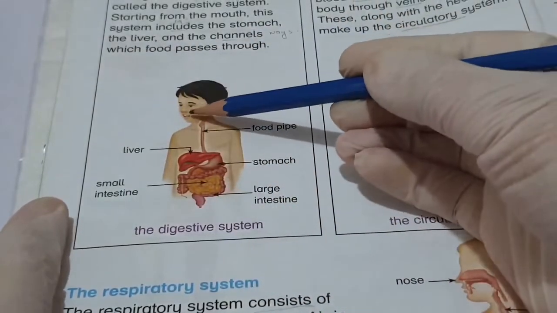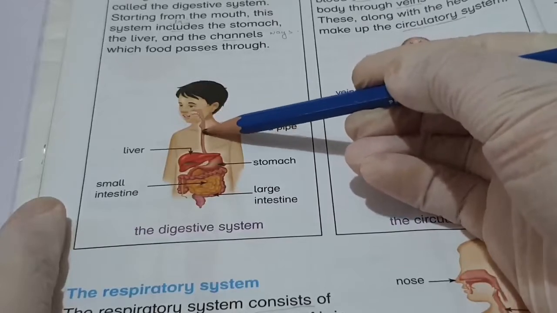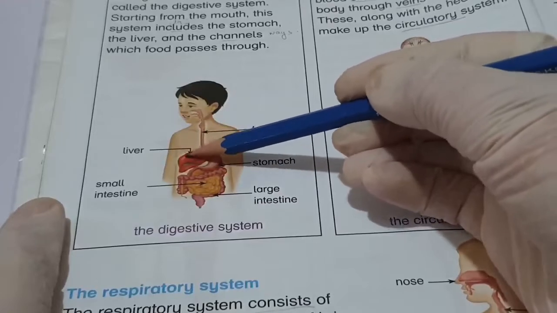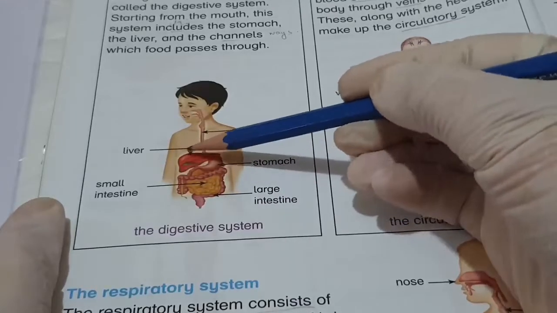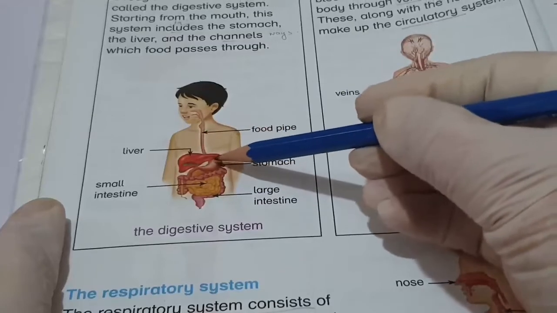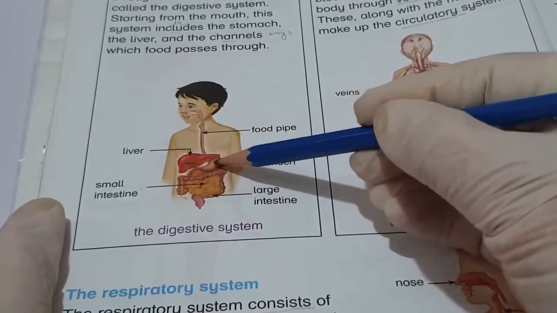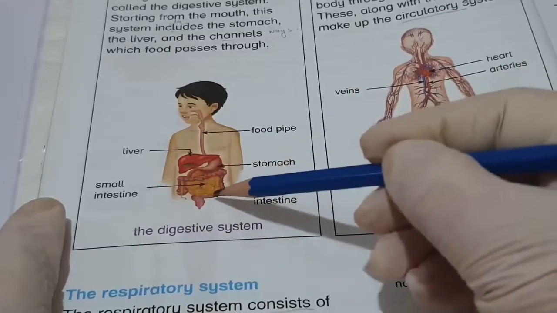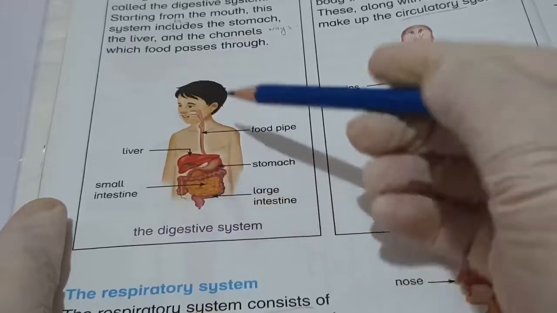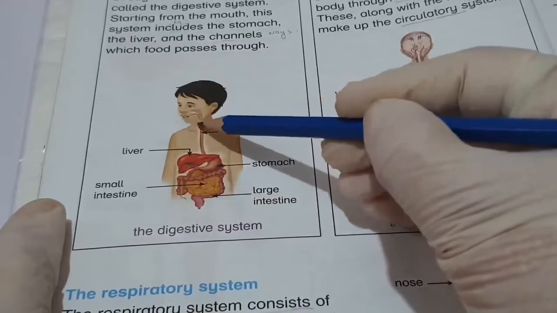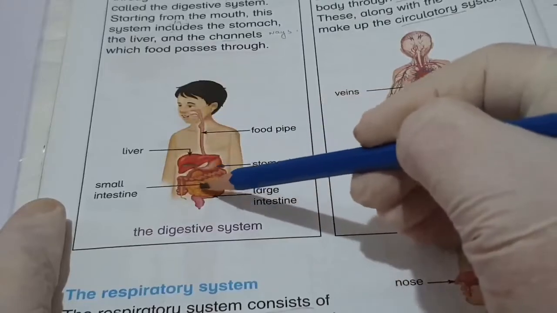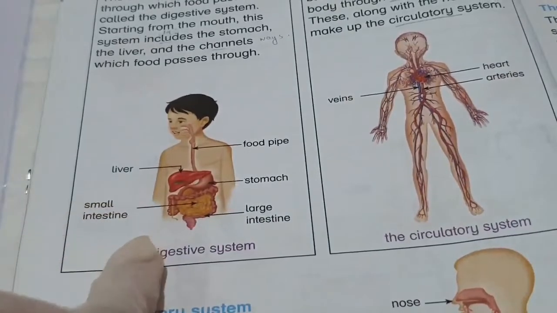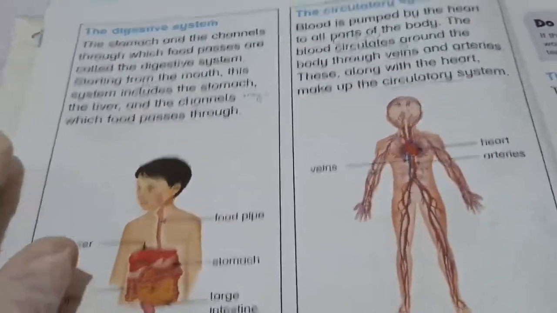So here we have got the mouth, and this is our food pipe. Have you seen it? This is our food pipe. And here we have got the liver, a larger liver. And here is our cute little stomach. Then the small intestine in the middle, and the large intestine over here. So food goes through all these organs, and then they excrete it out. So this is called our digestive system that helps to digest the food.